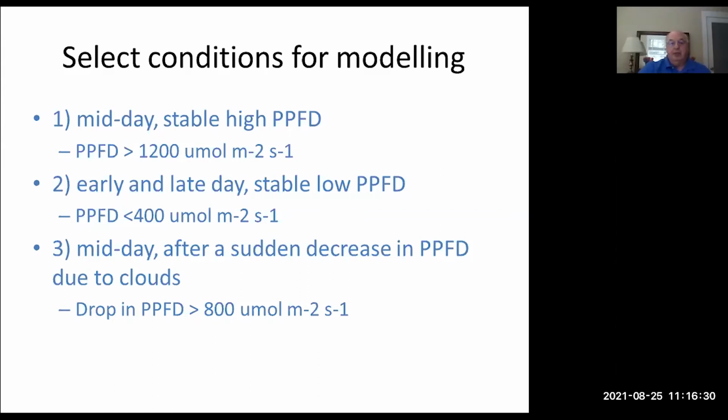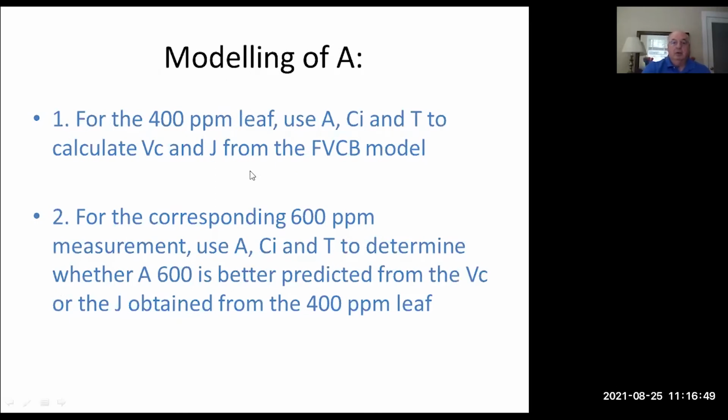So those are the 3 conditions I'm going to concentrate on looking at in terms of comparing the stimulation in photosynthesis between the leaves kept at 400 and those kept at 600 parts per million. So in terms of analyzing what the leaves are doing, the modeling of assimilation rate, the first step is the leaf kept at 400 parts per million.